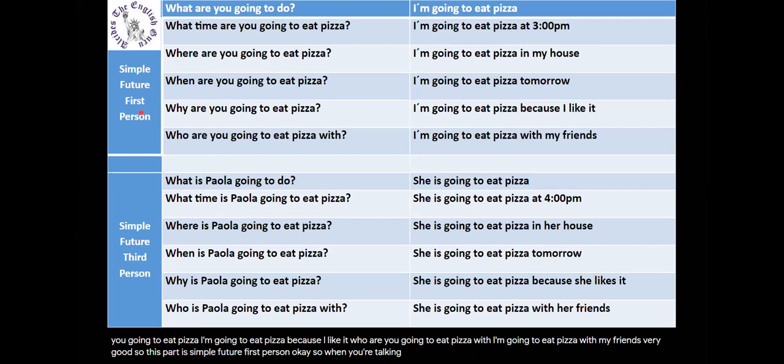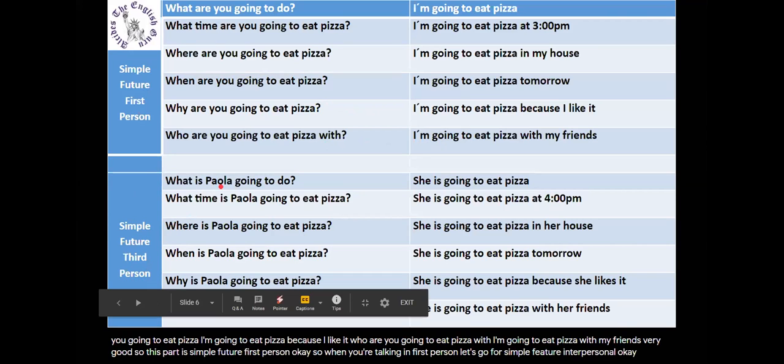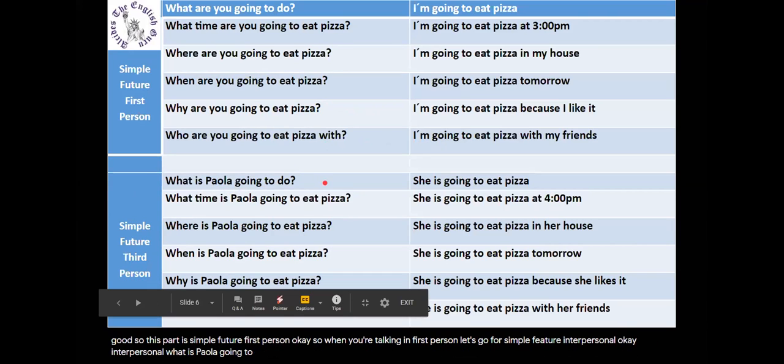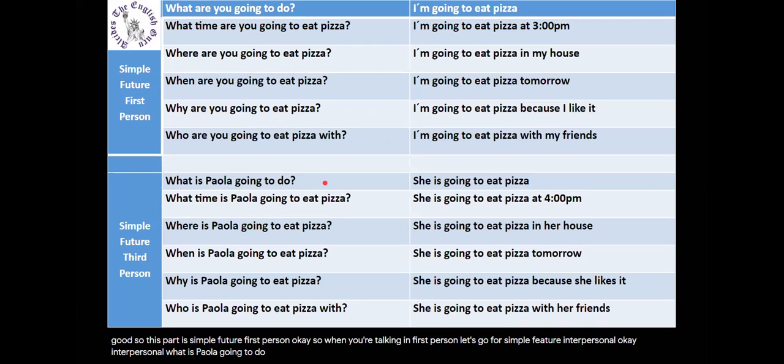Okay, so when you're talking in first person. Let's go for simple future in third person. What is Paola going to do? She is going to eat pizza. What time is Paola going to eat pizza? She's going to eat pizza at 4 p.m.